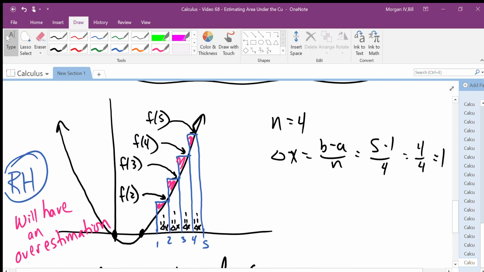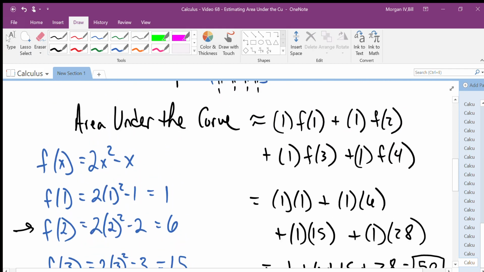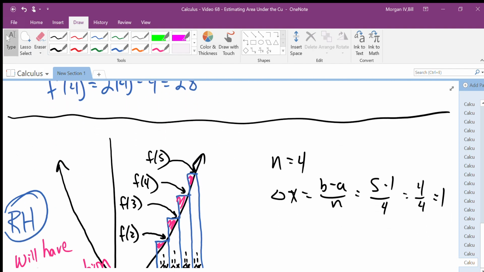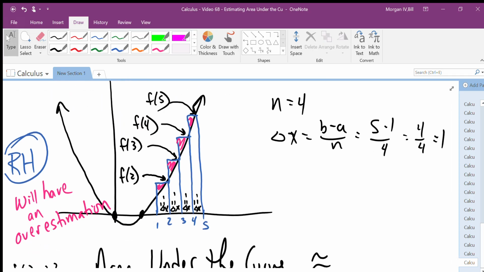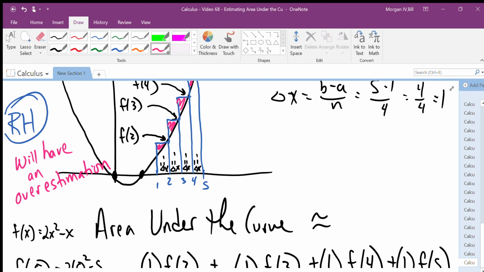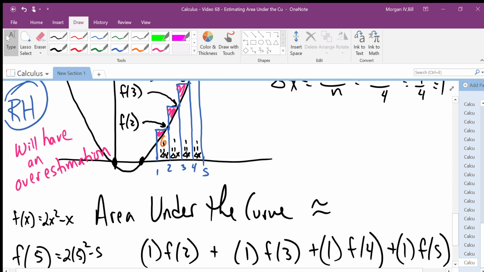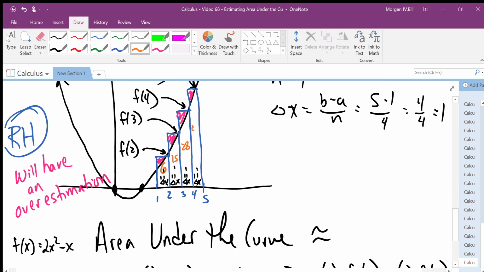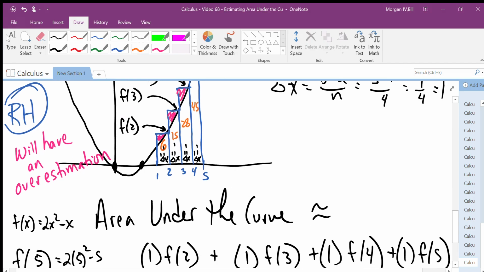So the right-hand side was an overestimation, an area of 94. The left-hand side, an underestimation, area of 50. The actual is going to be somewhere in the middle there. Okay. So what we're saying here is the first rectangle has an area of 6. The second rectangle, 15. The third, 28. The fourth, 45. If you add all those together, you get 94.